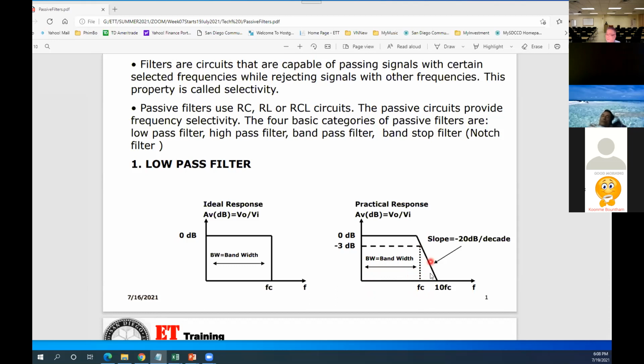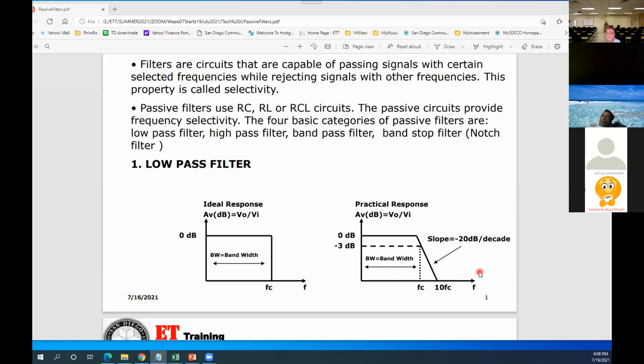After the cutoff, they don't care. The thing is they want to cut it off quickly, as much as possible. Okay? Only signals from 0 up to the FC, they allow to get through the filter. That's what we call the bandwidth or bandpass. After the cutoff, it's supposed to be the stop band. That's the basics for the low pass filter.